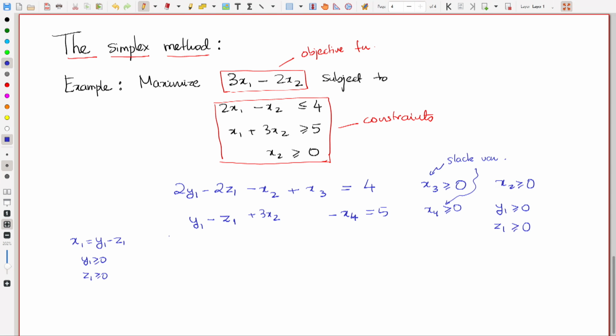Yeah, go ahead. Why are you replacing x 1 by y 1 and z 1?